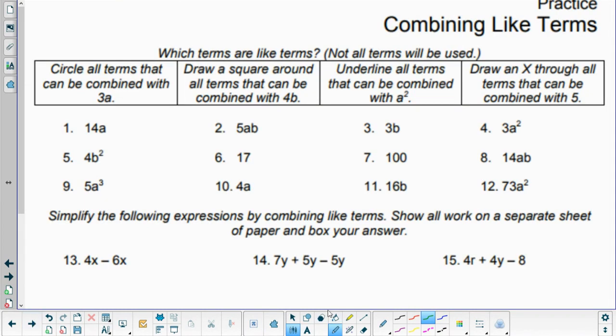Okay? So what I want you to do is pause this video, and I would like you to follow this on your guided notes. It says, circle all terms that can be combined with 3a. Draw a square around all terms that can be combined with 4b. Underline all terms that can be combined with a squared. And then draw an x through all the terms that can be combined with 5. And then once you get done that top part, you're going to go ahead and show how you would simplify the 3 that are at the bottom using like terms.